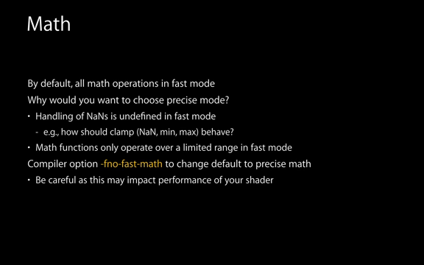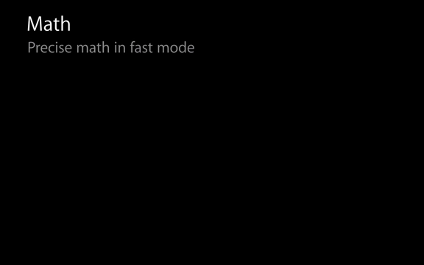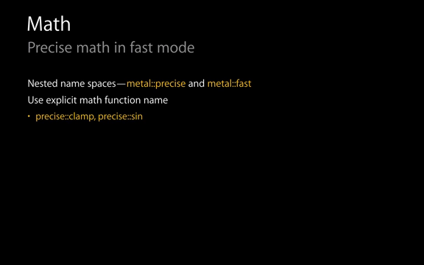Okay, but I think the more common scenario is that you're going to do most of your work in fast mode, and there may be some functions you want to run in precise mode. You can do that in Metal, because these functions actually occur in nested namespaces. By default, you get the fast namespace, but you can call the precise math function explicitly. Okay, so that's it.